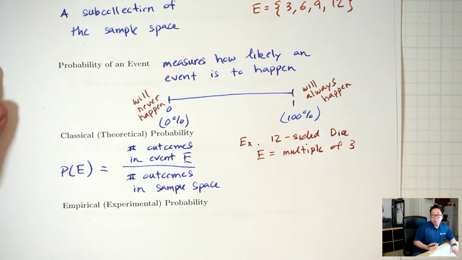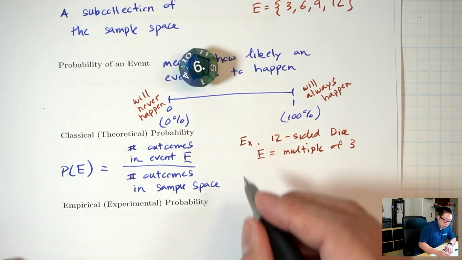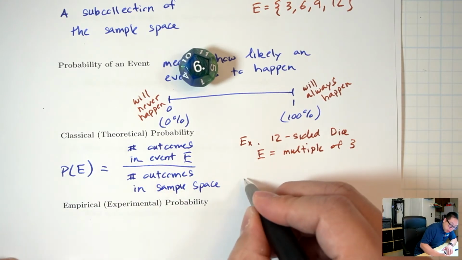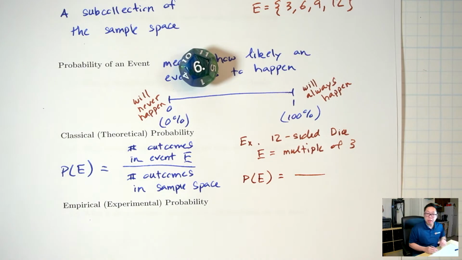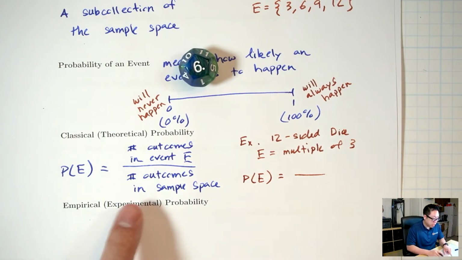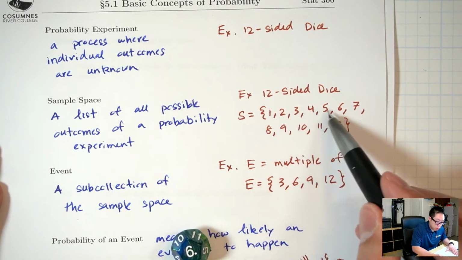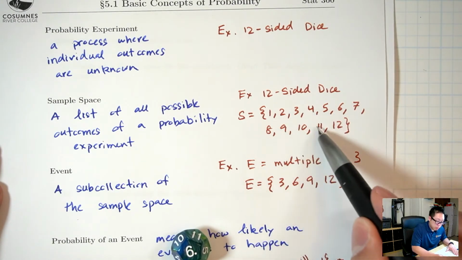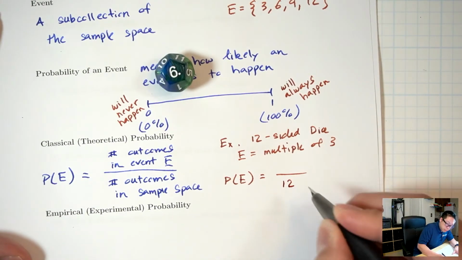Right, what's the probability that we get a multiple of 3 when I roll this dice? Right, so the way you calculate it using the classical approach is you count. So for the bottom, we'll count the number of outcomes in the sample space. We listed out our sample space up here. So there's 1, 2, 3, 4, 5, 6, 7, 8, 9, 10, 11, 12. There's 12 things in the sample space. So that's on the bottom.